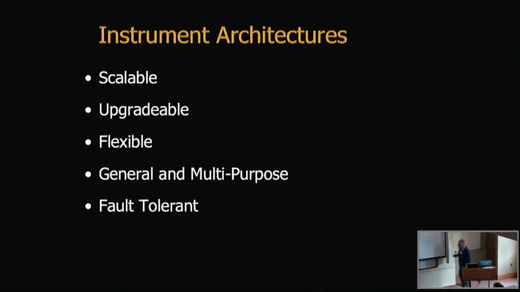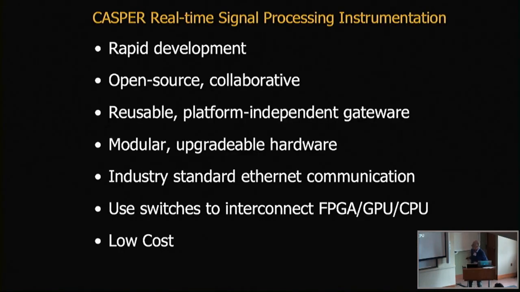The goal is to figure out how to build scalable and upgradable instruments that are flexible and that you can upgrade. And some people are working on these fault-tolerant instruments, so if something breaks, it only takes out a little piece of the telescope or nothing at all. I mentioned some of these. You want to build instruments quickly in this exponential growth phase. You want to figure out how to build them quickly: open source, modular, upgradable hardware. Use Ethernet to connect everything. We think that's a good thing because Ethernet's been around for a long time. It's likely to stick around.